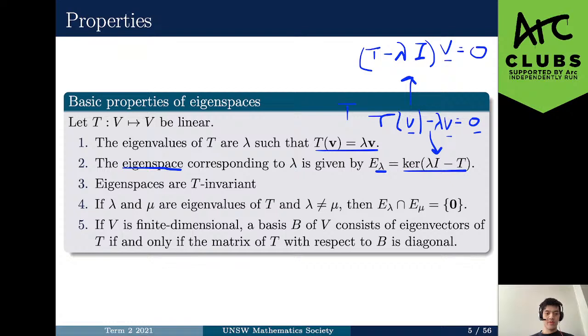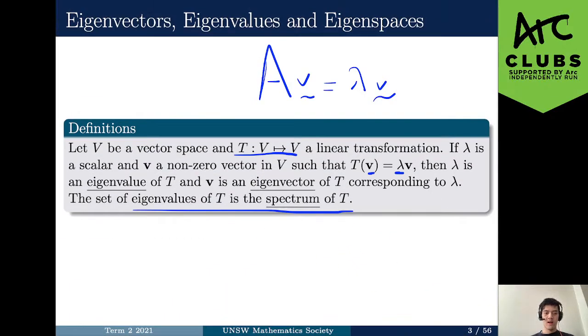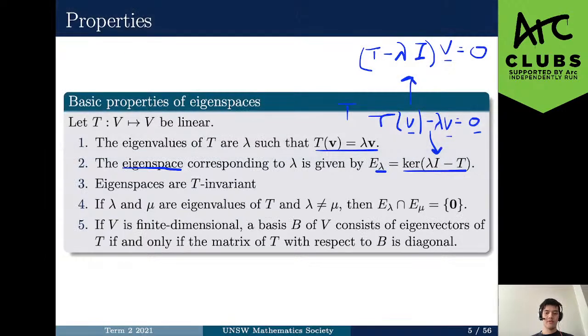I guess a small distinction between the eigenspace and eigenvectors is that, remember, 0 is not considered to be an eigenvector. Earlier in the definition we said that an eigenvector is a non-zero vector. So technically the eigenspace itself includes 0. So the eigenspace is really the set of eigenvectors corresponding to this eigenvalue lambda, in addition to the 0 vector.